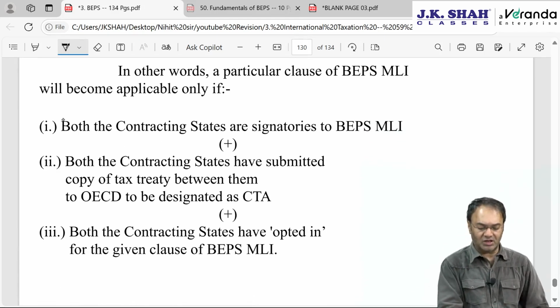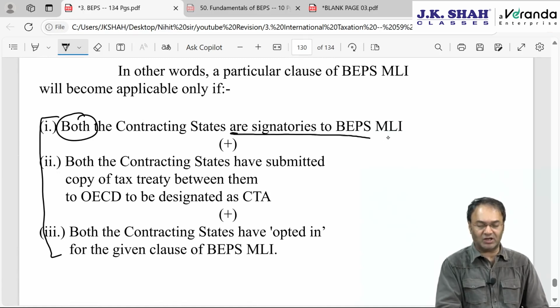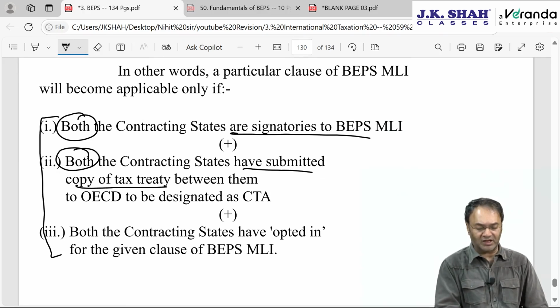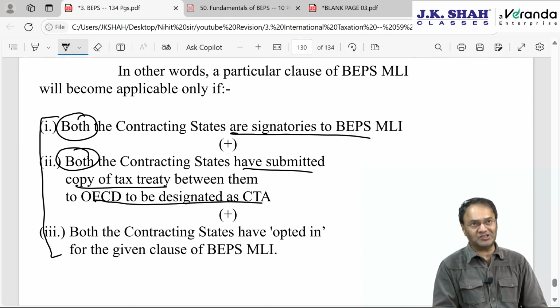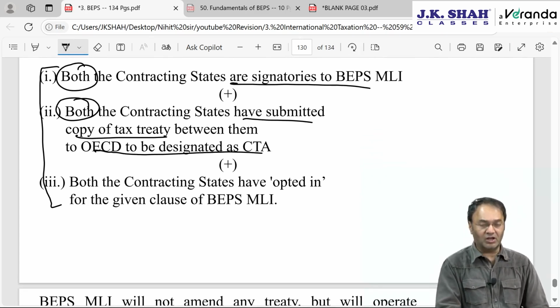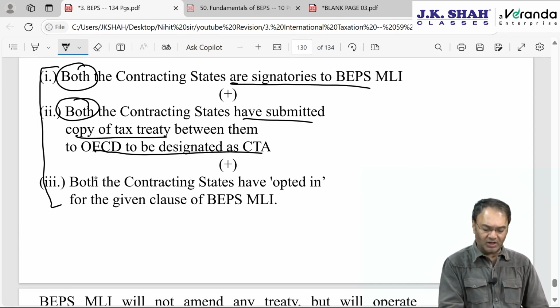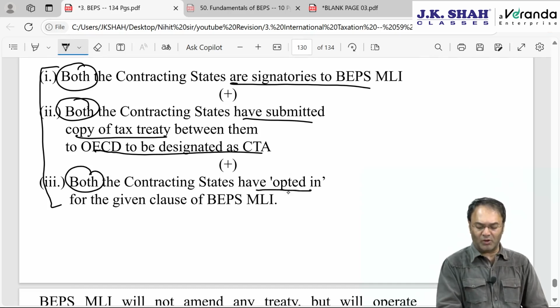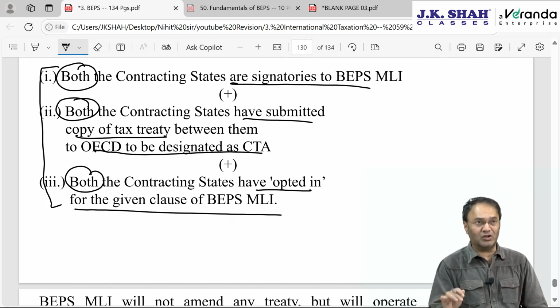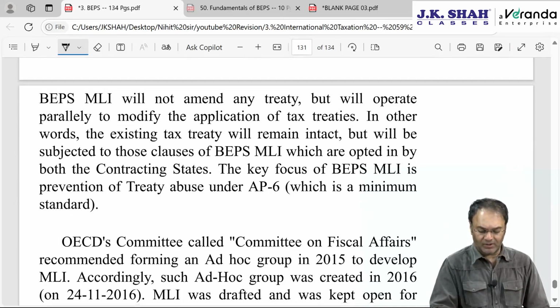In other words, three conditions to be cumulatively satisfied by both the countries. Both of them are to be signatories to BEPS MLI. Both of them should have submitted a copy of their tax agreement to the OECD to be designated as covered tax agreement. This is called depositing of agreement, not submission. Both the contracting states should have opted in for the given clause, then only the given clause will be applicable.